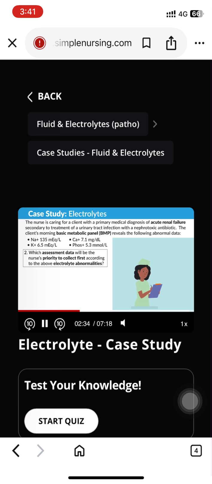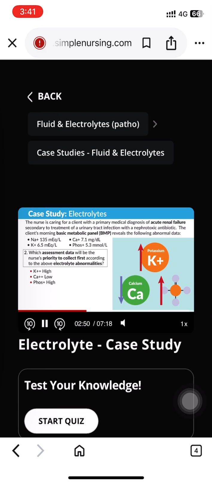All right, look at the key words here. The assessment data that is priority to collect first. So once again, any priority question, always think what kills the client the fastest. So in this case, we have potassium that's high, calcium that's low, and phosphate that is high.